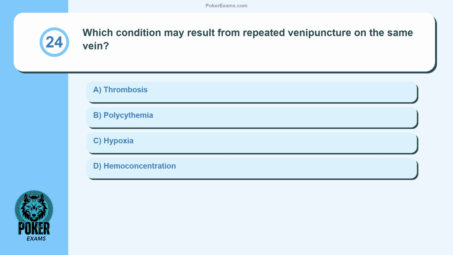Question 24. Which condition may result from repeated venipuncture on the same vein? Thrombosis. Polycythemia. Hypoxia. Hemoconcentration.